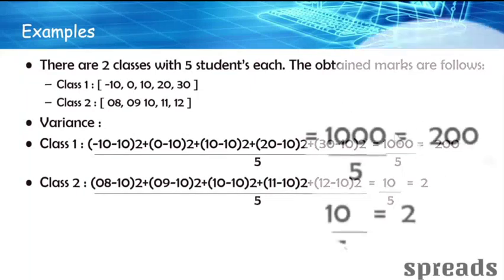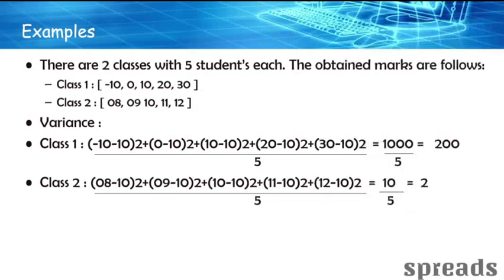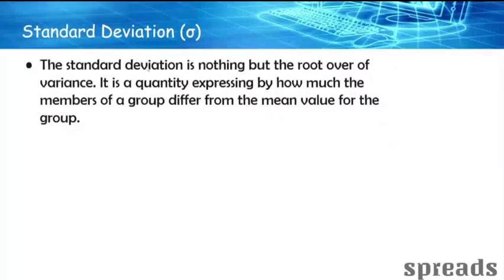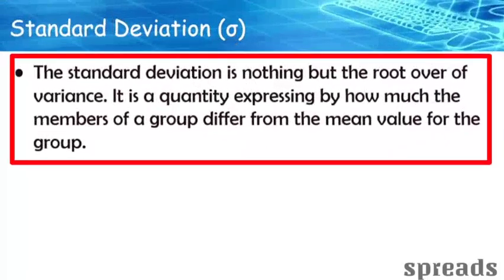Okay, so class 1 has a variance of 200 and class 2 has 2, but this is also not that accurate. So for that reason we go with something known as the standard deviation. That is nothing but the root of variance. It is the quantity that expresses by how much the members of the group differ from the mean.